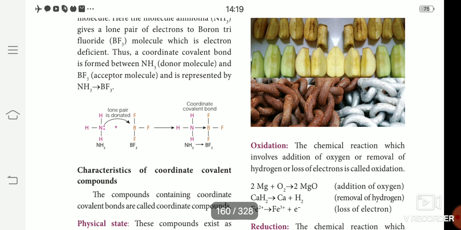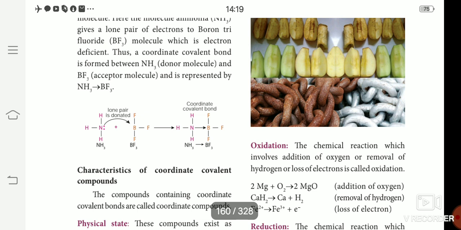And then solubility. It is insoluble in polar solvent. Water is a universal solvent, a polar solvent. So it is insoluble in polar solvent and soluble in non-polar solvent. Examples of non-polar solvents are benzene and carbon tetrachloride. Then the reaction. In this coordinate covalent compound, the reaction is very slow. So the first one is physical state.